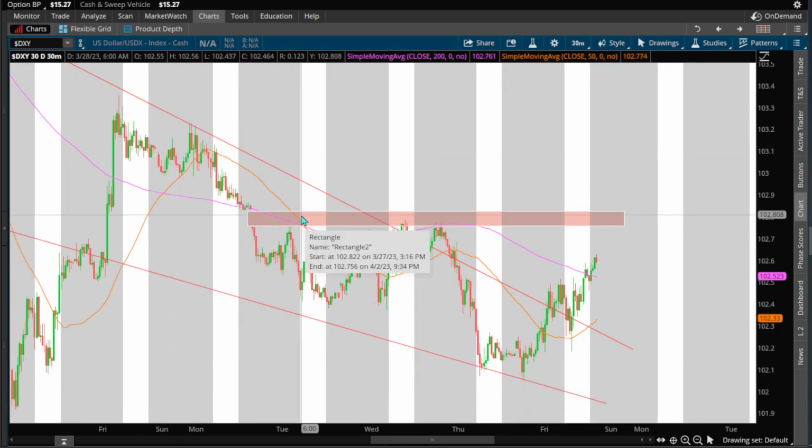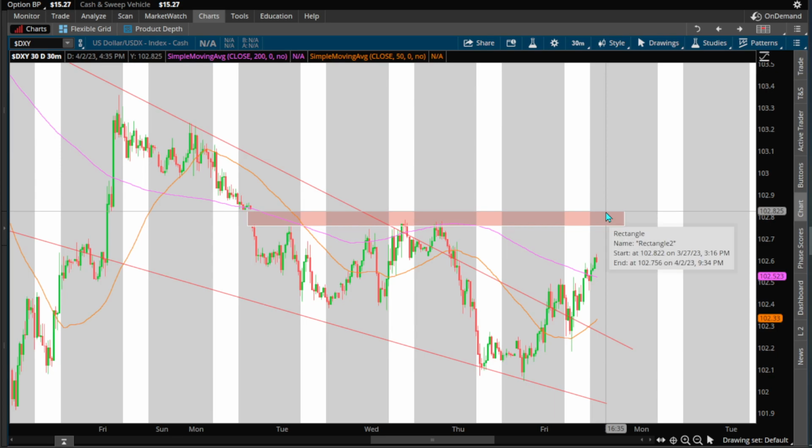Normally gaps on the dollar get filled pretty quick, but this one didn't get filled right away. So I do think that we could come back up to this. This gap is right around 102.75 to 102.82.